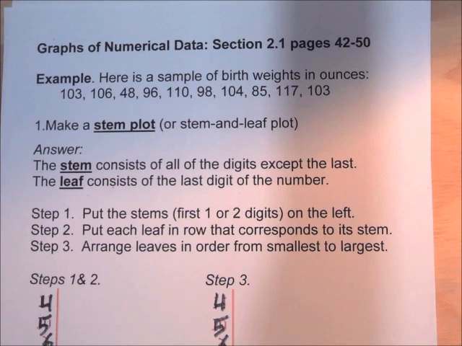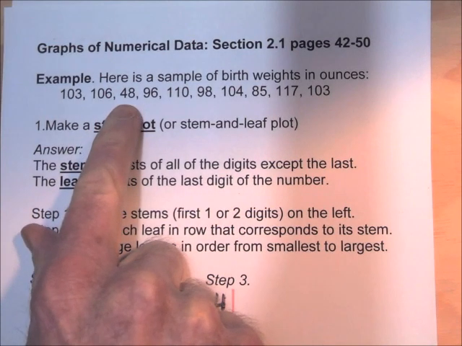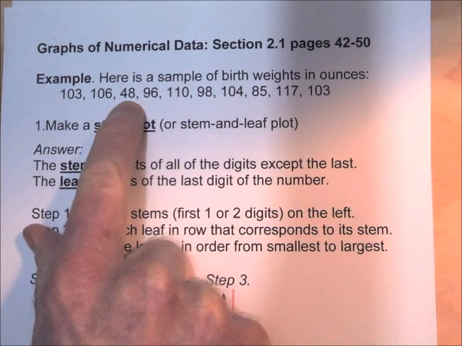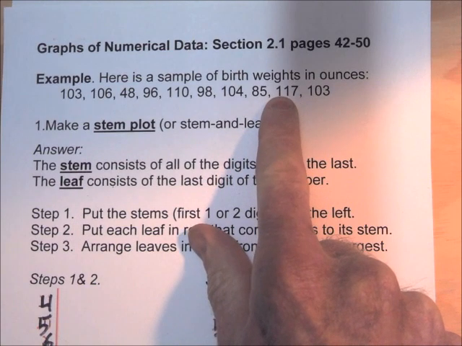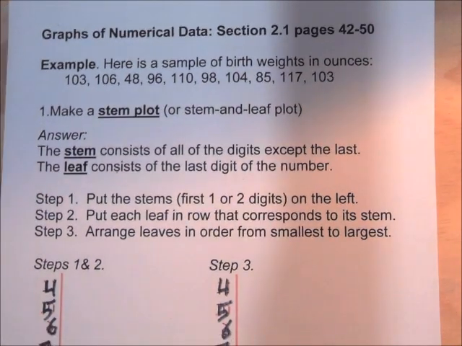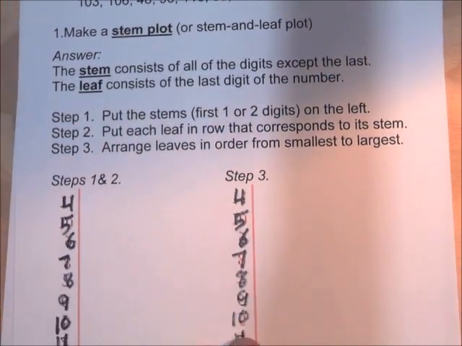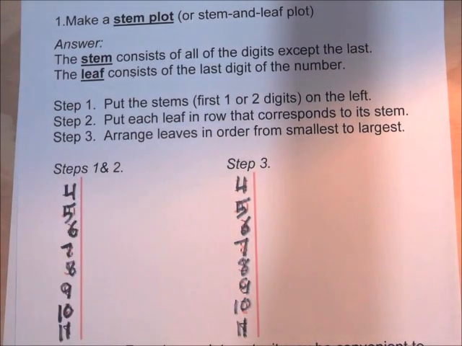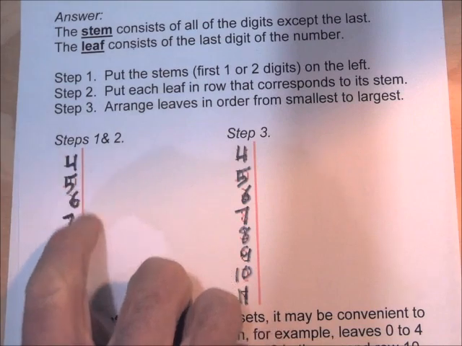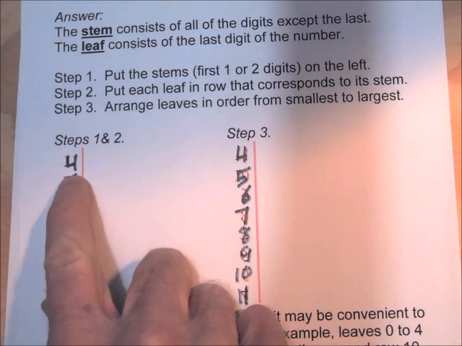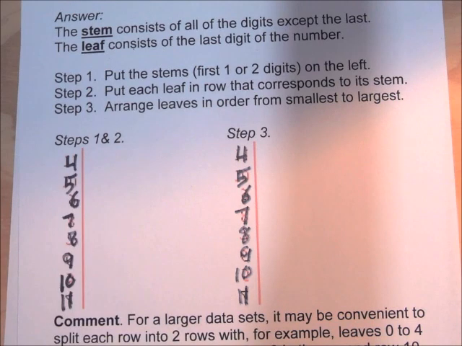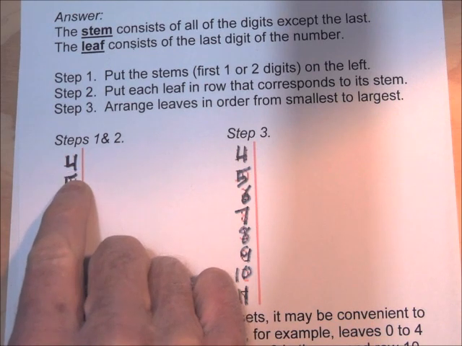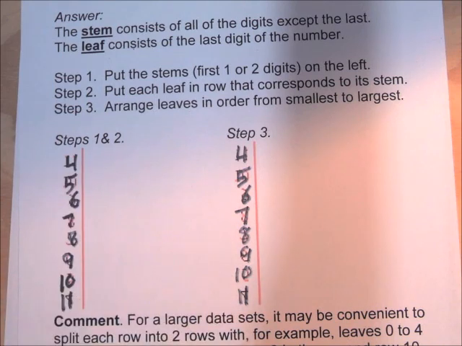So our lowest birth weight is 48 ounces. So the lowest stem is going to be the 4. And our highest birth weight is 117 ounces. So our highest stem is going to be 11. And so the first thing we want to do is put these stems in order from smallest to largest. You could go below 4 if you want, but there's going to be no leaves that go in that row. But anyway, you go at least from 4 to 11. You can go a little bit past that if you want.